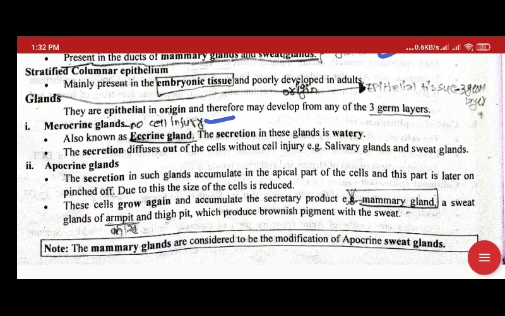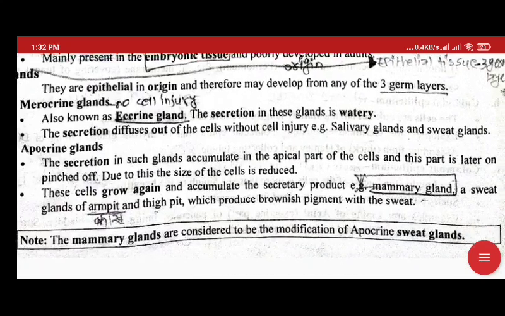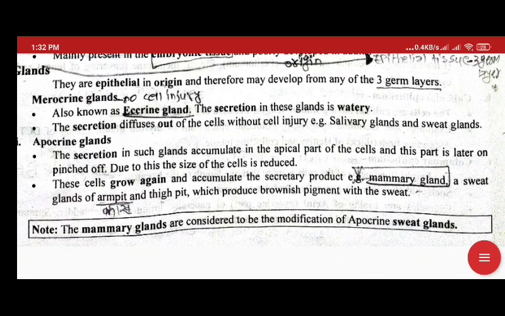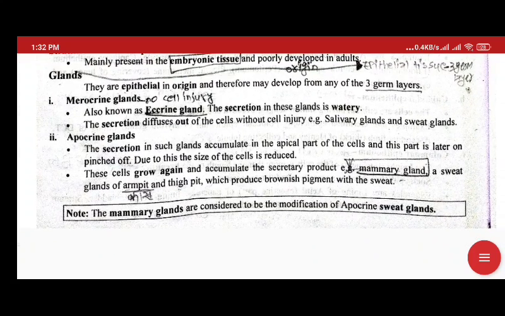In merocrine gland we have no cell injury, and it has watery secretion. If any gland has watery secretion, it is called serous gland. If any gland has mucous secretion, that is called mucin, or that type of secretion is called mucous gland. We also find mixed type of glands, composed of different types, like maxillary gland or pituitary gland, etc.